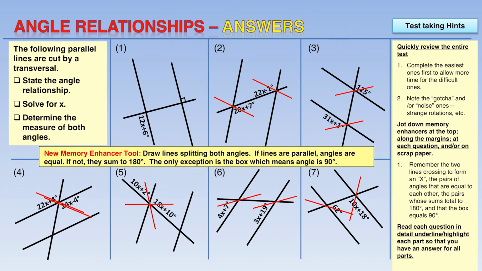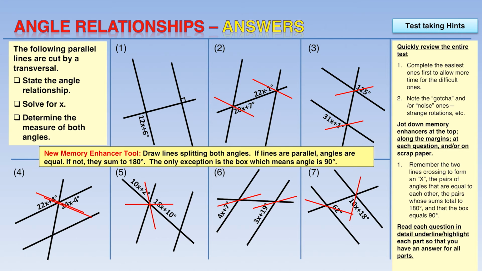If you take lines and you go across them, let's look at 2 through 7, and you split the angles and just draw a line through them as we've done here. If you look at these lines, if they are parallel to each other, then the angles are equal to each other. If they are not, or if they cross, then they sum to 180 degrees. Isn't that great? I mean, a very simple tool.